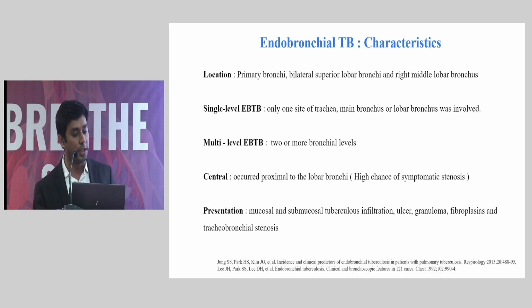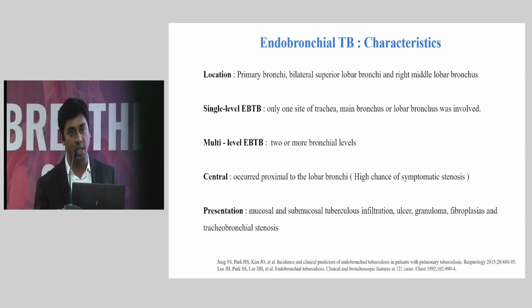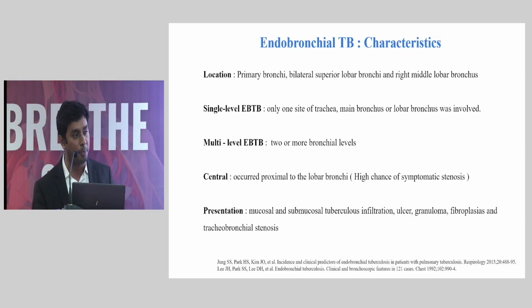As I said before, it can involve any part of your bronchi, be it the primary bronchi, the bilateral superior lobar bronchi, or the right middle lobe bronchus. Depending upon the level of involvement, it can be a single level endobronchial TB with an isolated lesion. But generally what we observe in clinical practice is multi-level endobronchial TB, that means even in one bronchus you can have stenosis at multiple levels. We call it a central stenosis if it involves up to the level of the bronchus intermedius, and peripheral stenosis can be in the segmental and subsegmental bronchi. It can present with mucosal or submucosal ulcerations, granulomas, fibroplasias, and even stenosis.